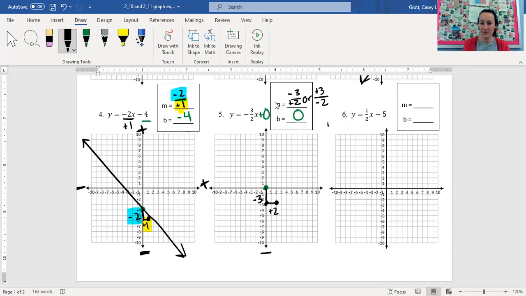If you want to use the slope, I would go up 1, 2, 3, +3. -2 to the left, 1, 2. -2. Draw my line to connect my points. That was a very bad line. Negative line to go with my negative slope.